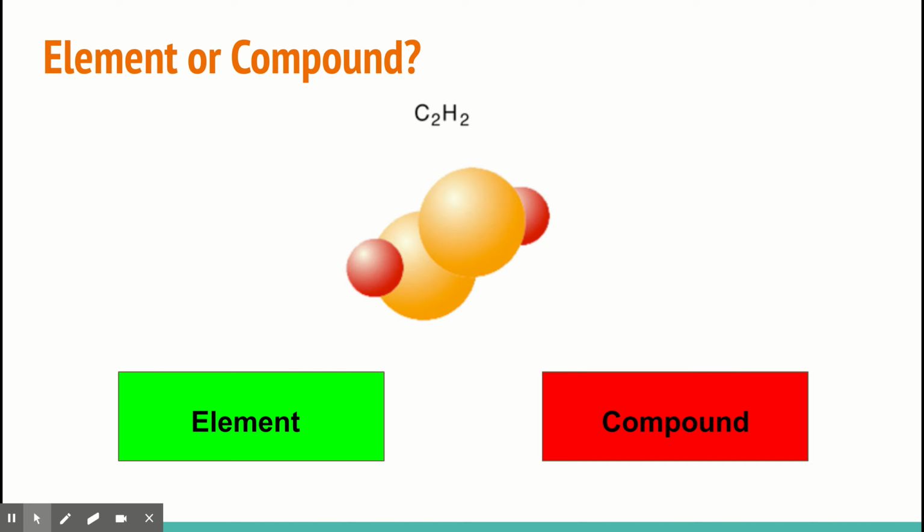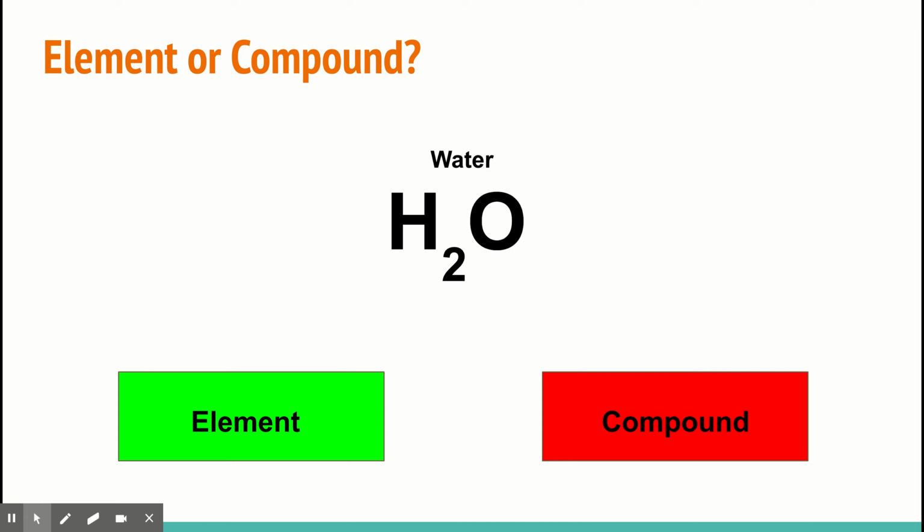Now let's look at a few examples and determine if they are an element alone or a compound. So 2 or more elements bonded together. Here's our example. Is that an element or a compound pictured there? That's 2 atoms of carbon and 2 atoms of hydrogen. We've talked about water in this presentation. Is water an element or a compound? H2O. And here we have lithium, an element on the periodic table. Is it an element or compound?